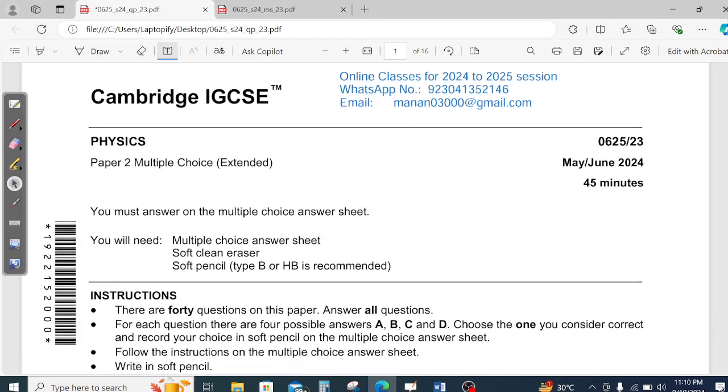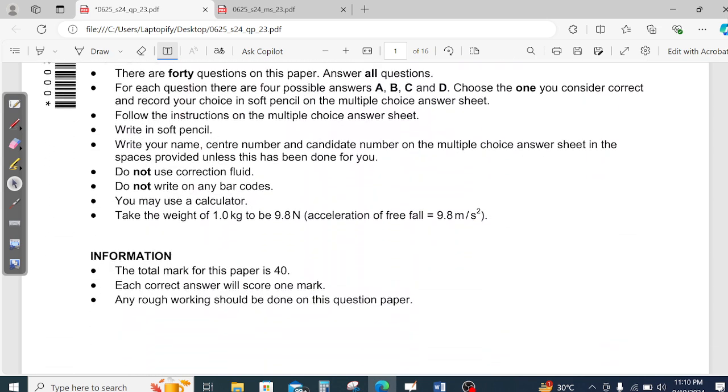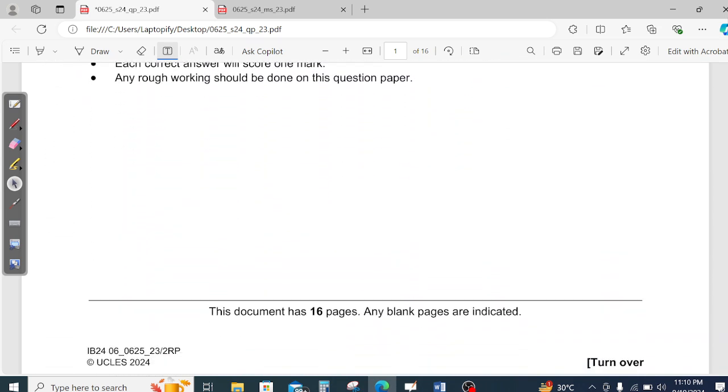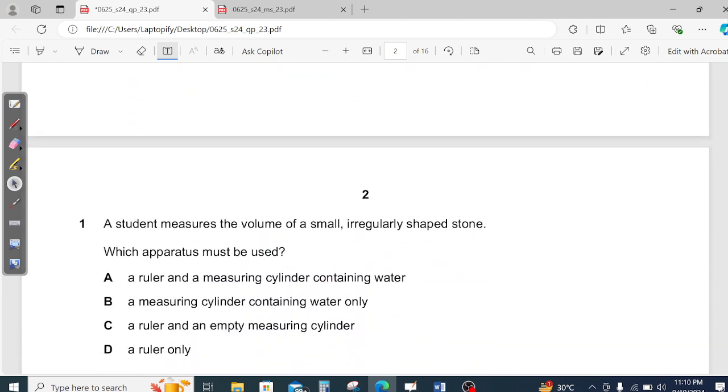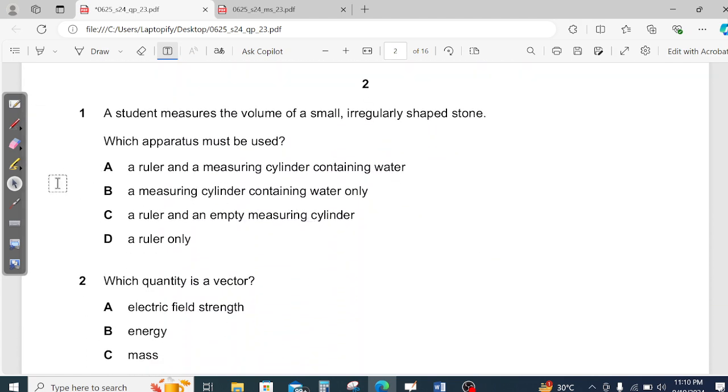We are moving towards the first question of 2024 May June, paper version 23. Is it okay? Yes. Now the first question is that a student measures the volume of a small irregular shaped stone. Which apparatus must be used?